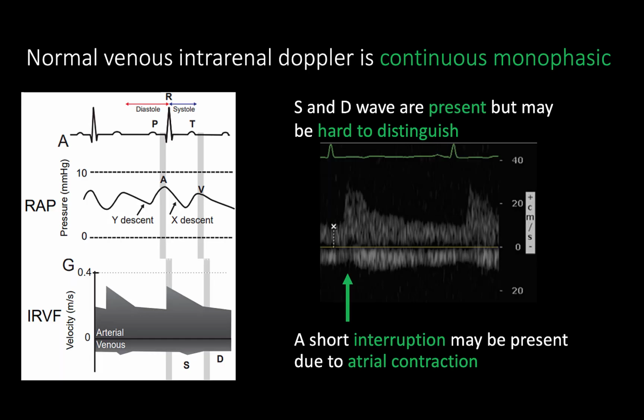In the healthy individual, the intrarenal venous Doppler profile is usually continuous, but sometimes a brief interruption during atrial systole may be seen. In this form, the S and D waves are usually hard to completely differentiate, but this may be easier than in the portal vein flows.